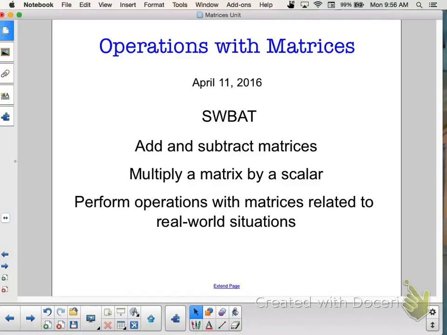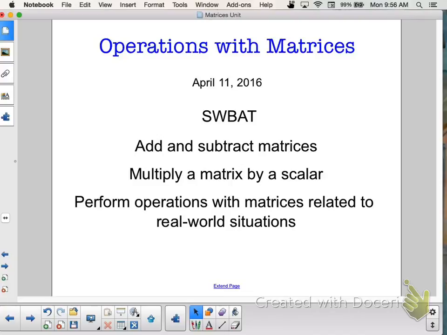And we'll get started on what we're going to do today. So today we're going to learn how to add and subtract matrices. We're also going to learn how to multiply by a scalar, and we will be able to perform operations with matrices related to real-world problems. So just like always, main goal, getting you guys to understand this in a real-world scenario.